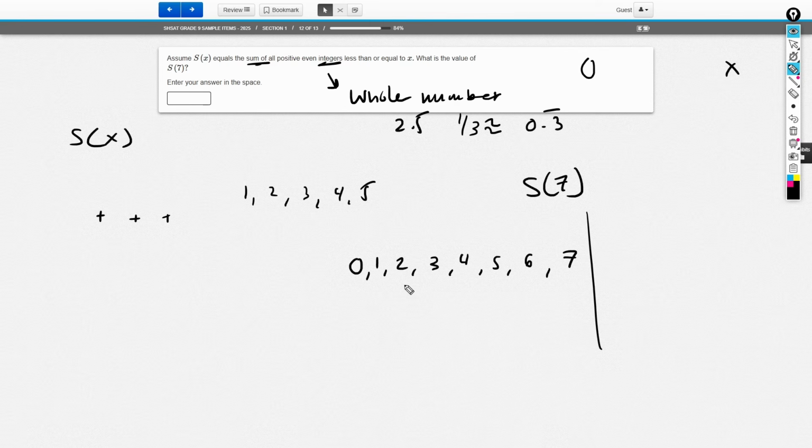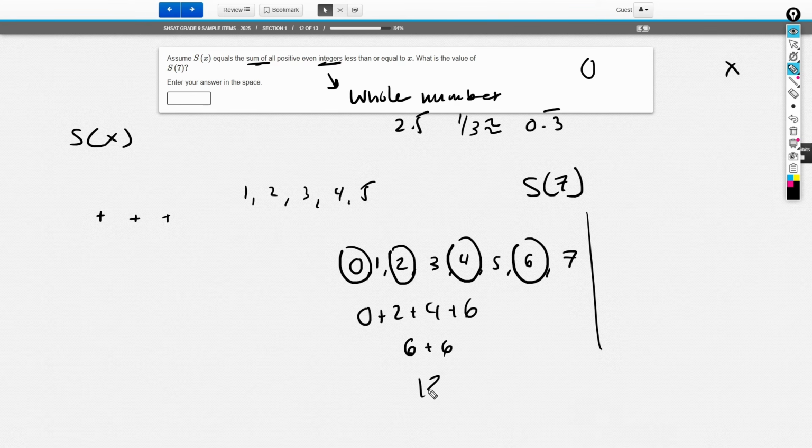So in this case, 2 is an even number, 0 is an even number, 4 is an even number, and then 6 is an even number. So s of 7 tells you to list out all of the numbers that are whole and positive going from 0 to 7, and then add the even numbers that are there. So here we have 0 plus 2 plus 4 plus 6, which is 6 plus 6, or 12. And that's going to be your answer.